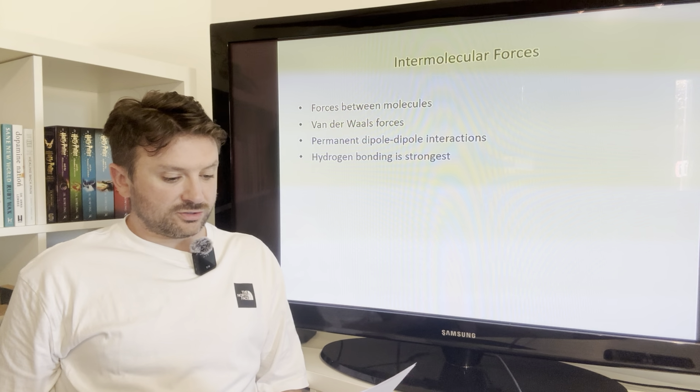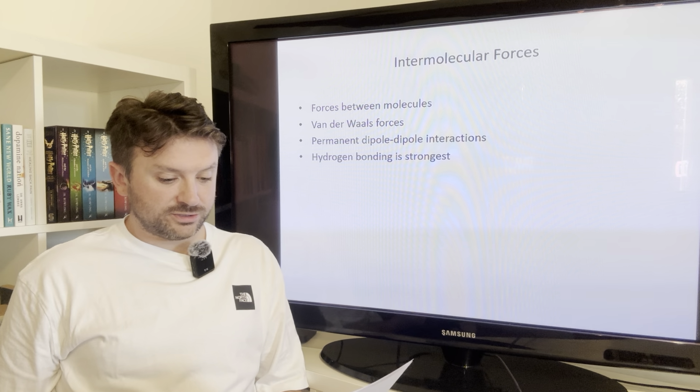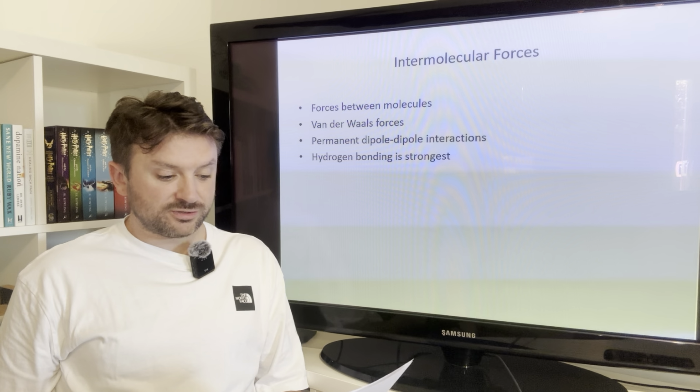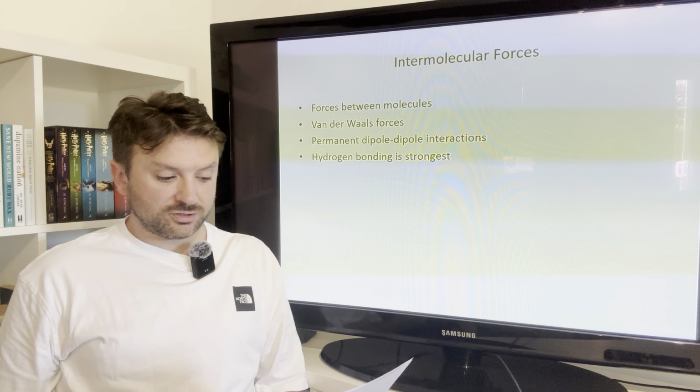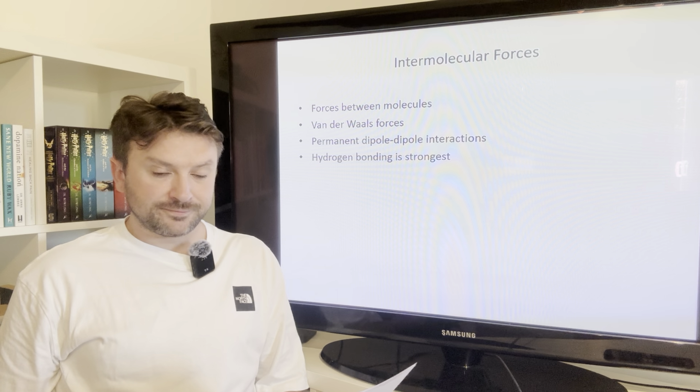Intermolecular forces are attractions between molecules. Although weaker than chemical bonds, they have significant effects on melting points, boiling points, and physical state. The main types are van der Waals forces, permanent dipole-dipole attractions, and hydrogen bonding. The stronger the intermolecular force, the more energy is required to separate the molecules.